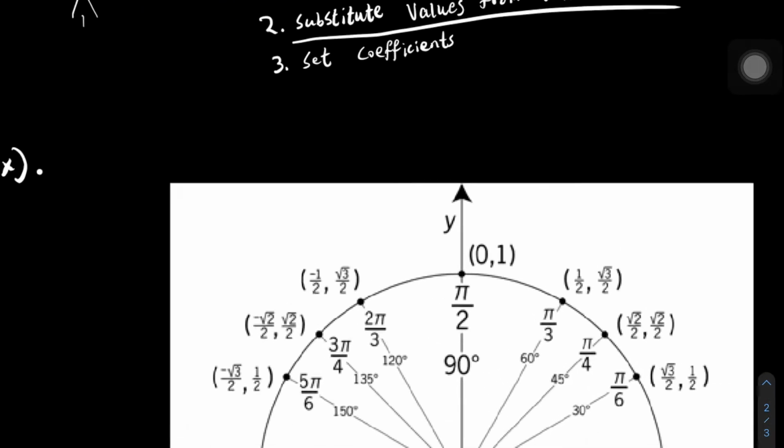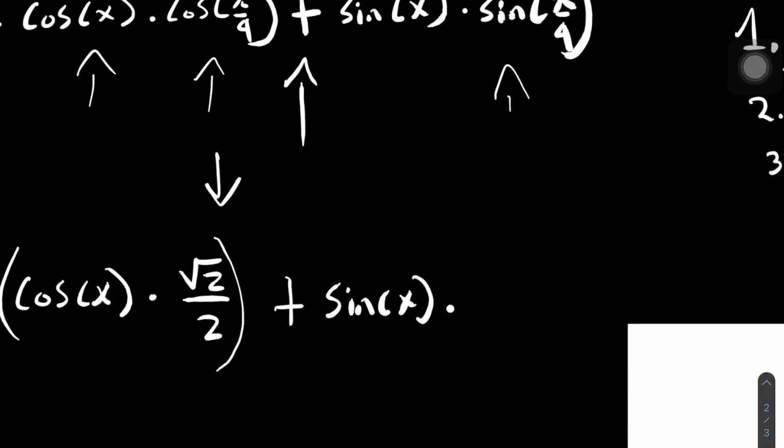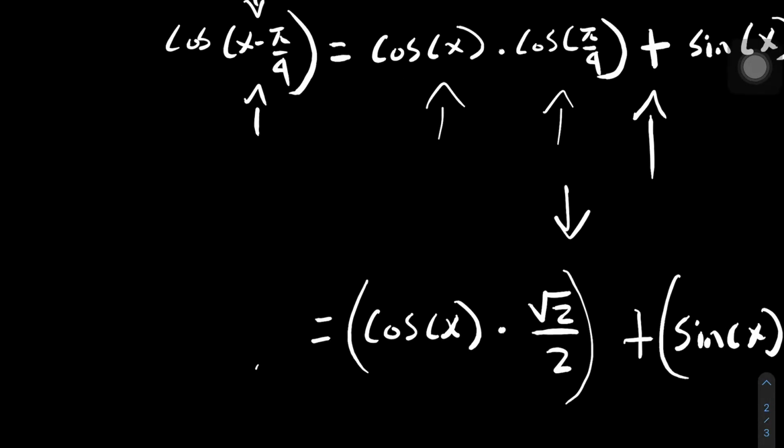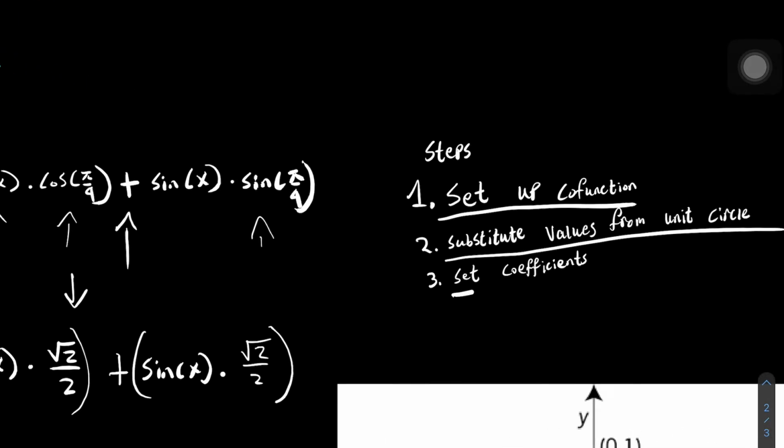Remember, sine is the y value. At pi over 4, our y value is the square root of 2 over 2 again. So we have times the square root of 2 over 2. And this again equals the cosine of x minus pi over 4, our original question. And remember, our third step is to set the coefficients.